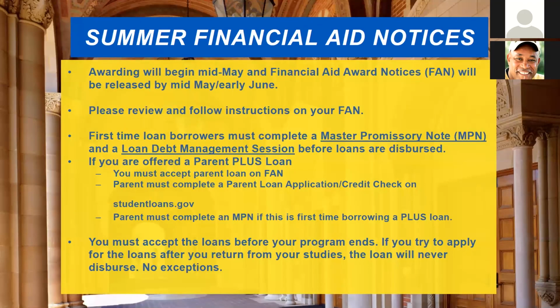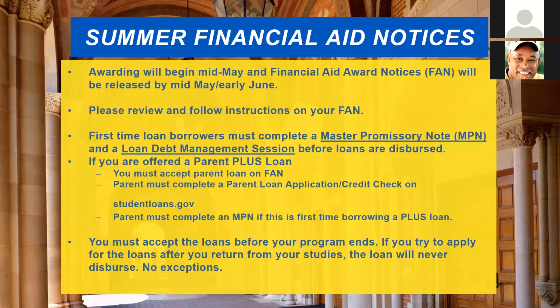Okay, so I know a lot of people want to know when they will receive their award notifications, and we start awarding mid-May. The financial aid award notices will be released between mid-May and early June. And I know a lot of you think this is late, but it's really not late because, first of all, financial aid cannot be released to the students more than 10 days prior to the beginning of the term.